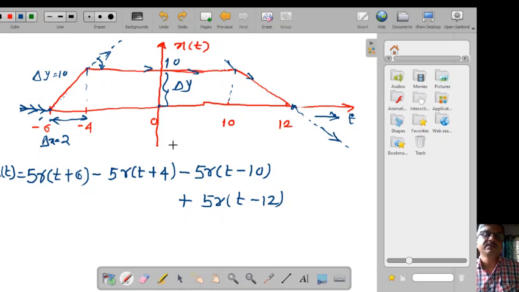So you observe that with the help of the unit ramp signal I have described this entire signal. In this way any signal, any random shape signal, if it is given to you, you can describe such types of signals by making use of unit step and unit ramp. And that's why these signals, that is unit step, unit ramp, and unit impulse signal, are called the elementary signals or singularity functions.